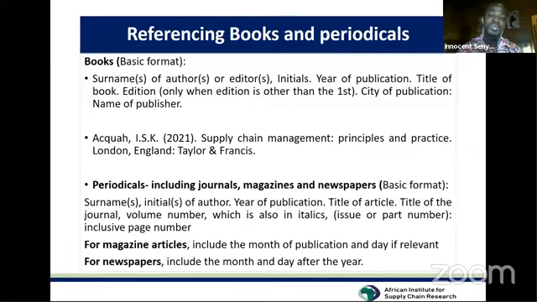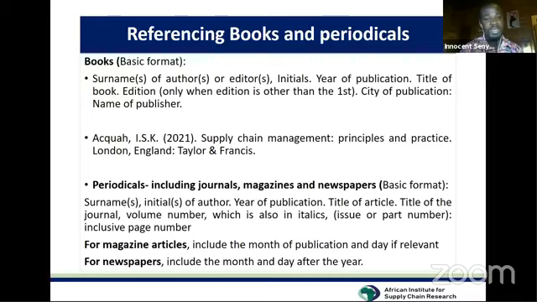So these are the basic parts: the authors or the editors, their initials, the year of publication, which should be in parentheses, the title of the book, the city of publication, and the name of the publisher. Journals, magazines, newspapers.